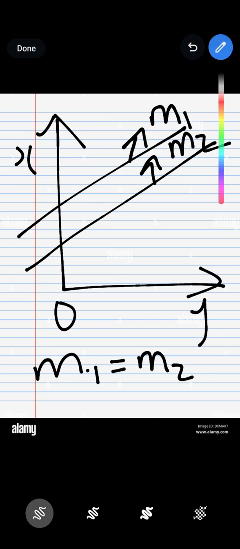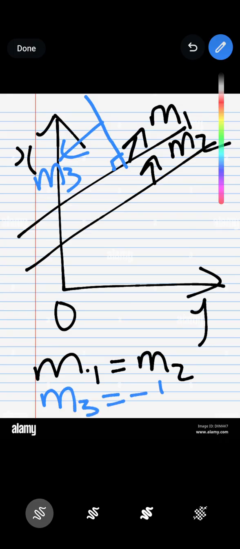What if now there is a perpendicular line? A perpendicular line is a line 90 degrees to another line. So if this perpendicular line has a gradient called m3, then the gradient m3 is equal to negative 1 over the gradient of m1. That's how it works. The gradient of the perpendicular line is negative 1 over the gradient of this line. It's very important to visualize this, but who cares?